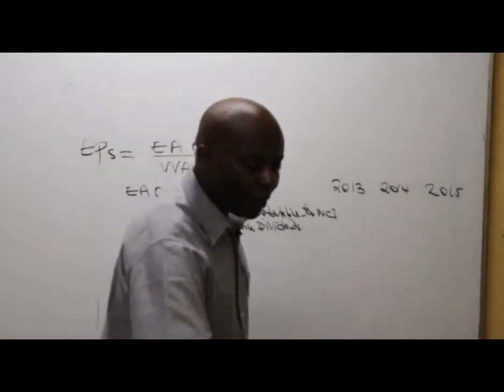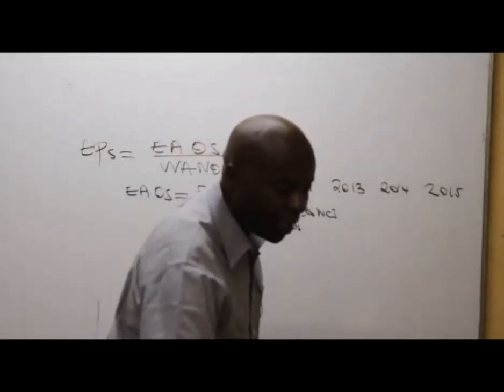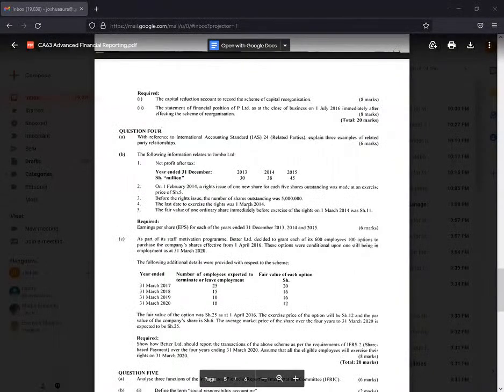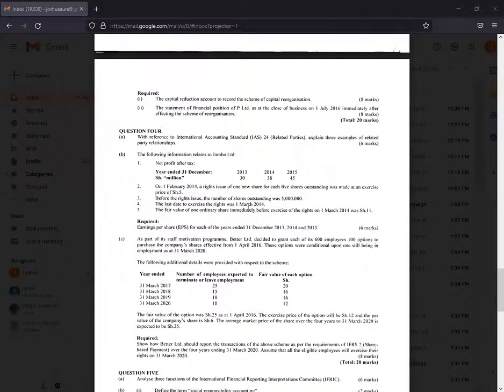So ladies and gentlemen, let me project my question here. We have the reportable net profit after tax: 2013 is 30, 2014 is 38, and lastly 2015 is 45. Now, does this question make any mention of profit attributable to non-controlling interest? Do we have non-controlling interest really here?